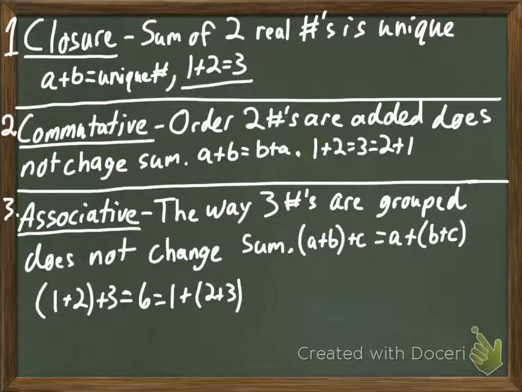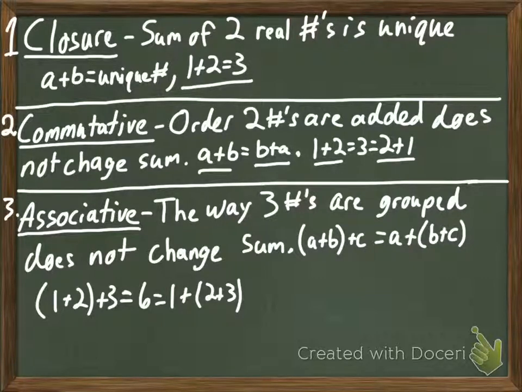The second property is the commutative property. It says that the order that 2 numbers are added does not change the sum. That means that it doesn't matter if we do A plus B or B plus A, we'll get the same answer. And we see that here with this example, 1 plus 2 equals 3, 2 plus 1 also equals 3. So no matter what order we add them in, we're going to get the same answer.